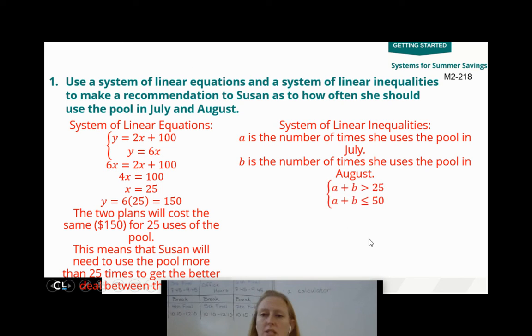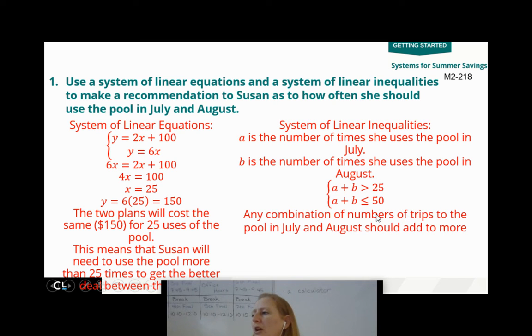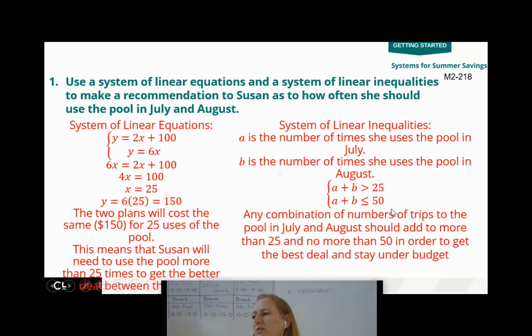Oh, and we'll show the typed bit. So any combination of trips to the pool in July and August should add to more than 25 and no more than 50 in order to get the best deal. More than 25 gets her the best deal. And under 50, which helps her stay under her budget. So this is a funny little situation where we actually use a system of linear equations to help us create our system of inequalities.